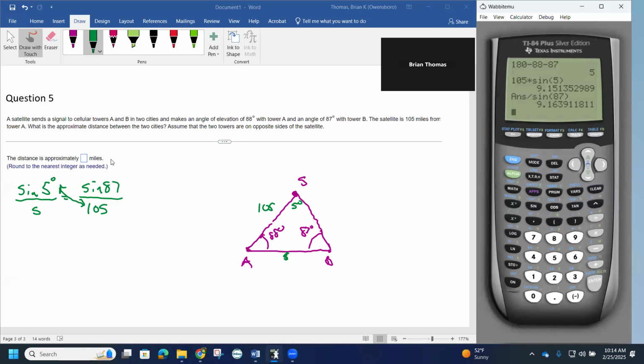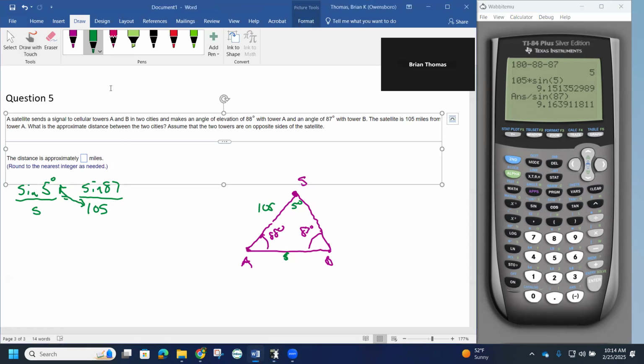Now it says round to the nearest integer. So would that be 9 miles or 10 miles? Well, that one would say I'm closer to 9. So the answer here would just be 9 miles. So that does fit the law of sines problem. It's not a right triangle problem.